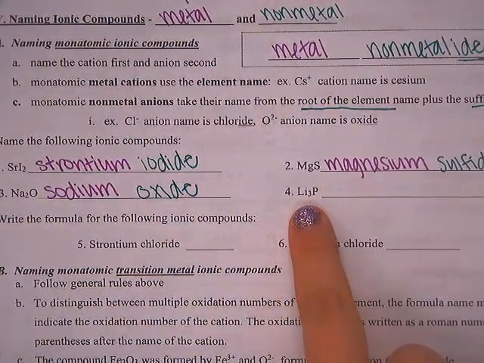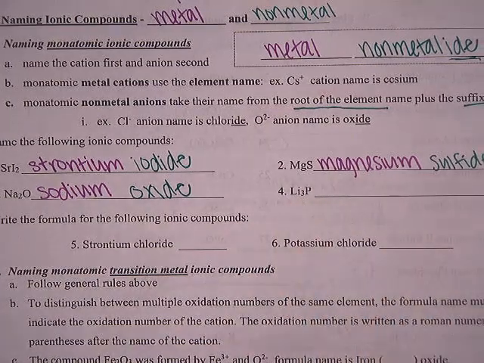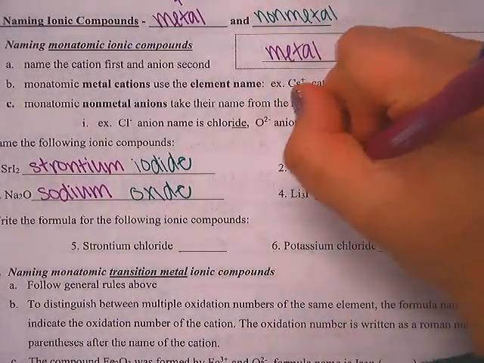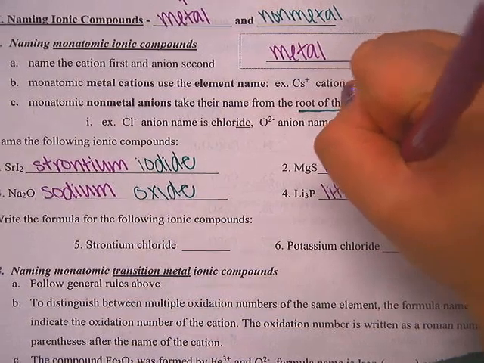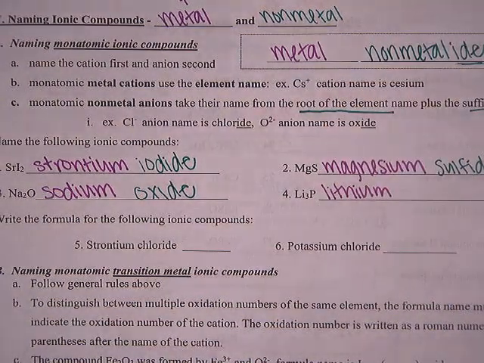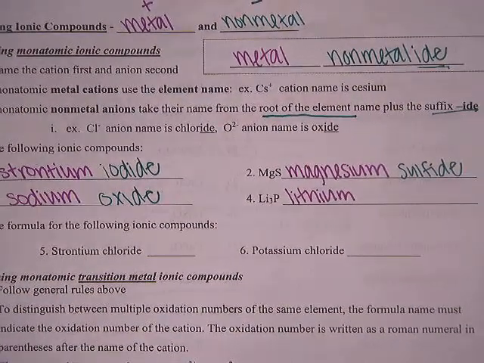Then we have Li3P. My metal is called lithium, so use the whole name. And then P is what nonmetal? Phosphorus. And so if I were to just tack on IDE to the end, that would be phosphoricide. That sounds really weird. So what about phosphoride is what a lot of students try to write. Phosphorus is kind of funky because it's got so many syllables and letters in there. So we just call it phosphide. Perfect.